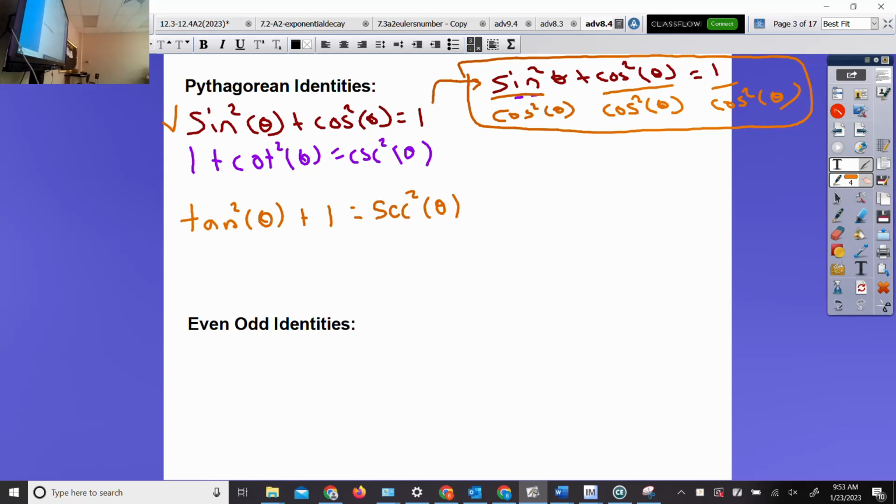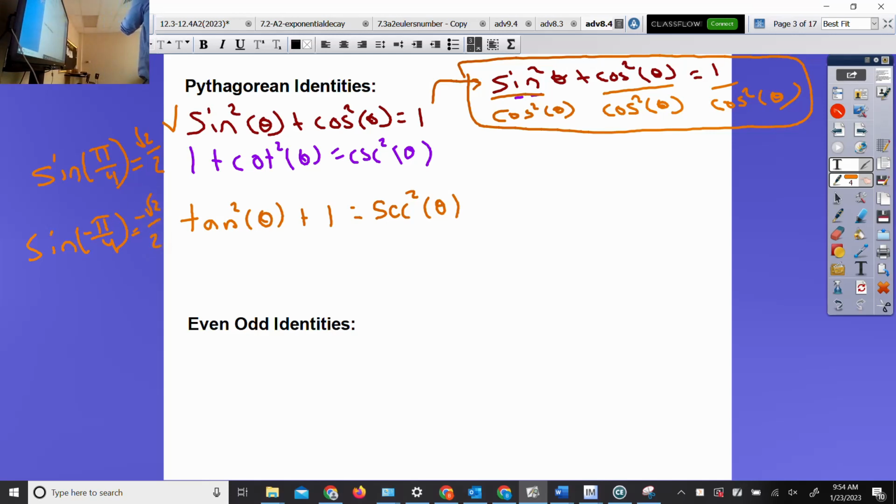Here are the even odd identities. Let's see here. What do you know about the sine of pi over 4? Tell me where it is. Root 2 over 2. It is 45 degrees, but I want the actual ratio. What do you know about the sine of negative pi over 4? It's negative root 2 over 2.